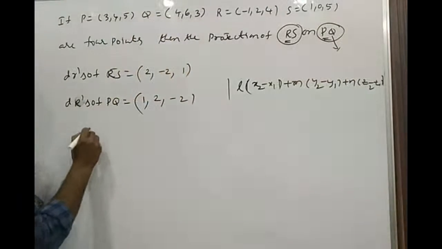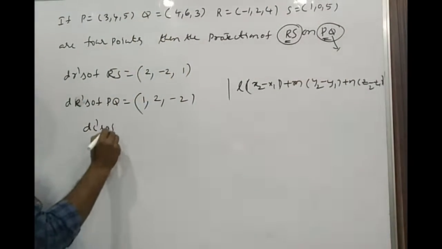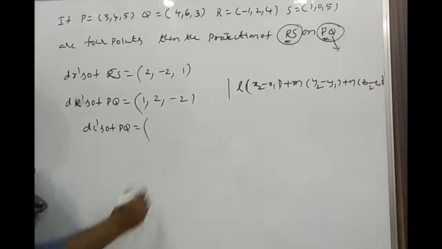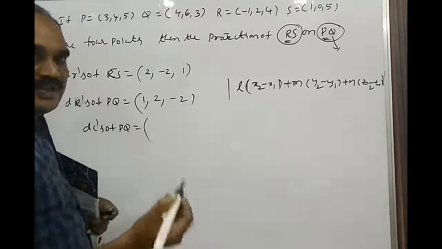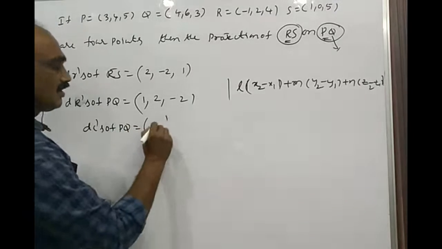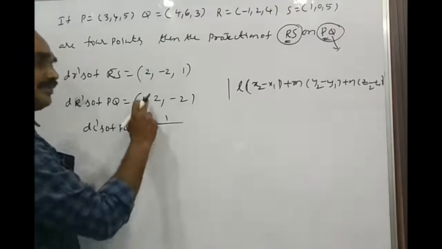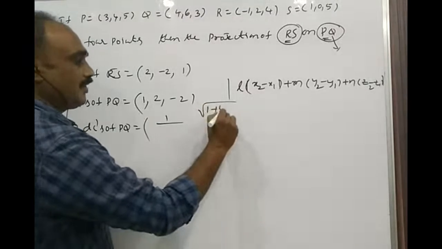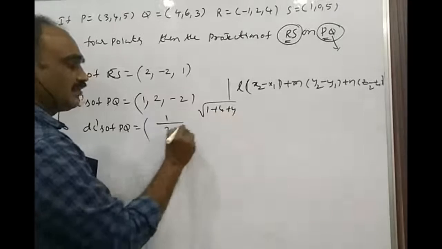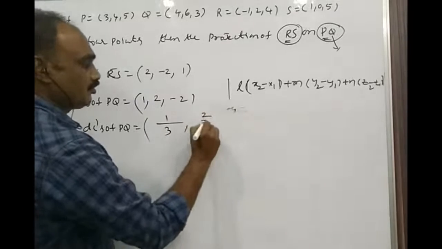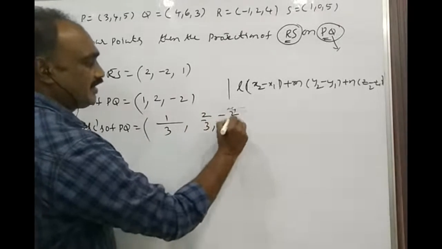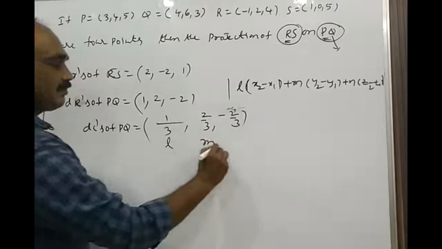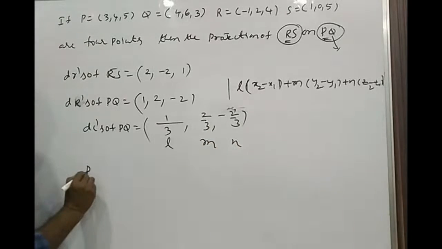Friend, direction cosines of PQ are equal to A by root of A square plus B square plus C square, B by root of A square plus B square plus C square, and C by root of A square plus B square plus C square. That is 1 by root 9, which is 1 by 3, then 2 by 3, and minus 2 by 3. Friend, this is l, m, n.